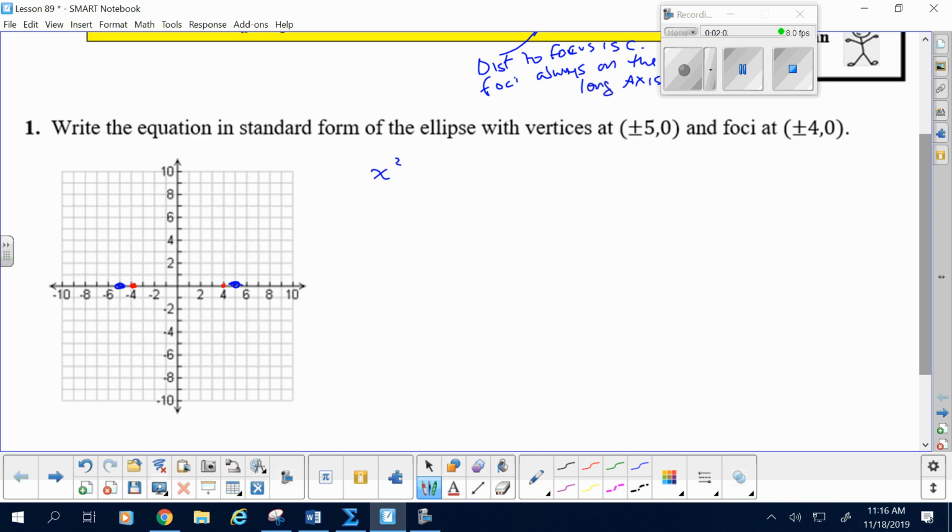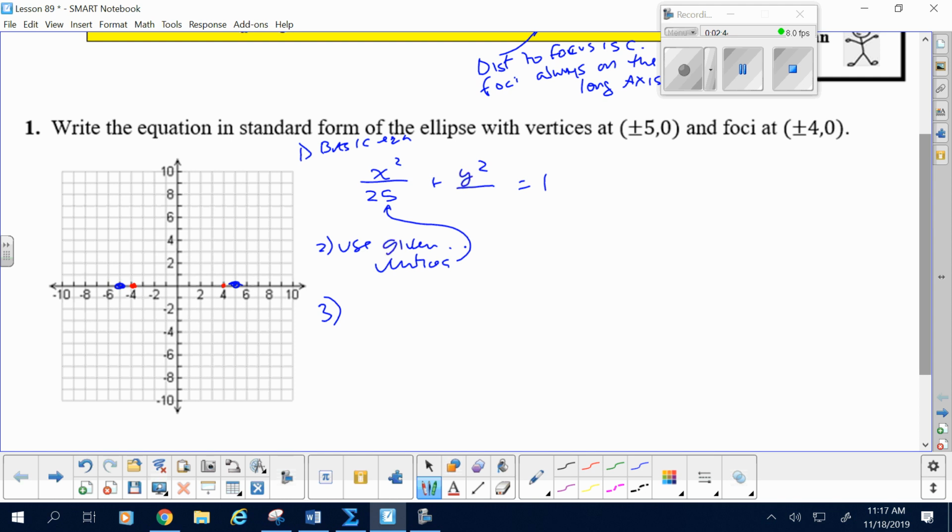So start with the basic equation: x squared over something plus y squared over something equals 1. Do you agree? Yes. Right? Use what's given. The fact that (5, 0) is given gives me one of the denominators. Which one? 25. 25 is under x, yay? Oops, and the y we don't know. Given vertices, okay? Now, the last thing we need to complete is what's the y?